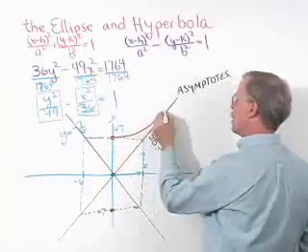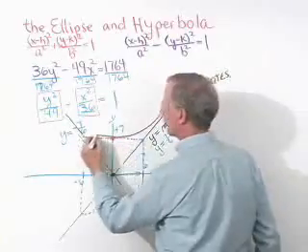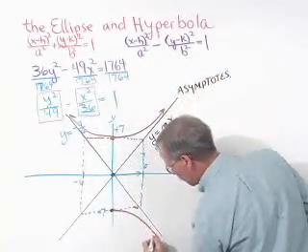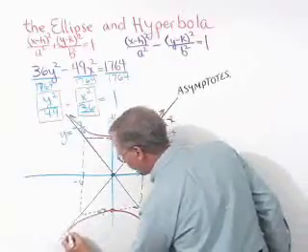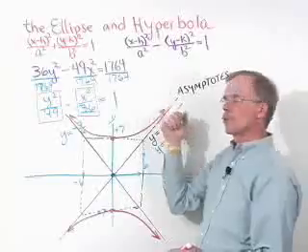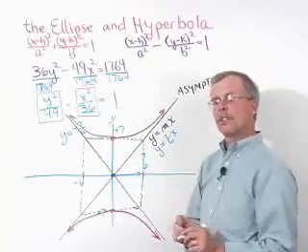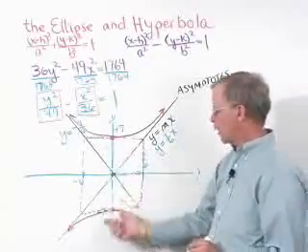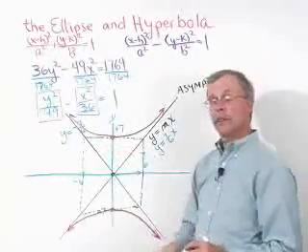So our graph will look a little bit like this. As you go farther and farther out, this graph will get closer and closer to the asymptotes, but it will never cross them. And we have then our graph of the hyperbola.